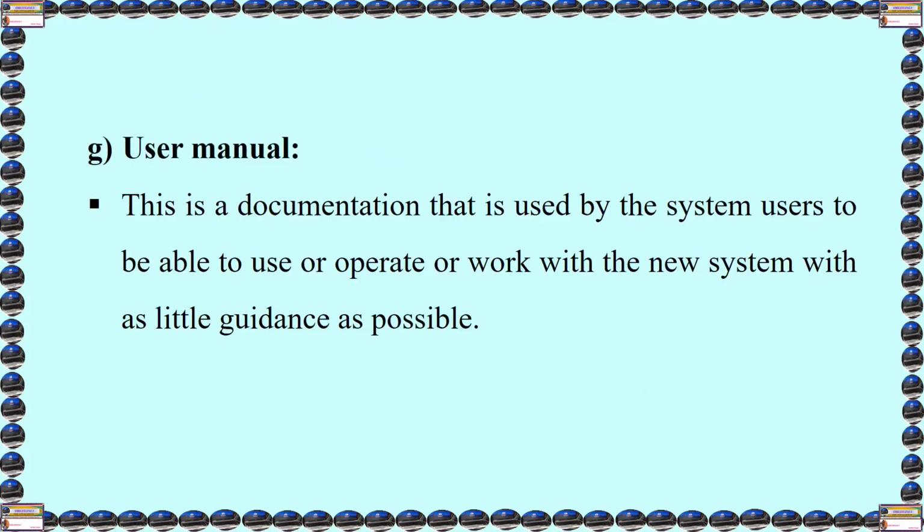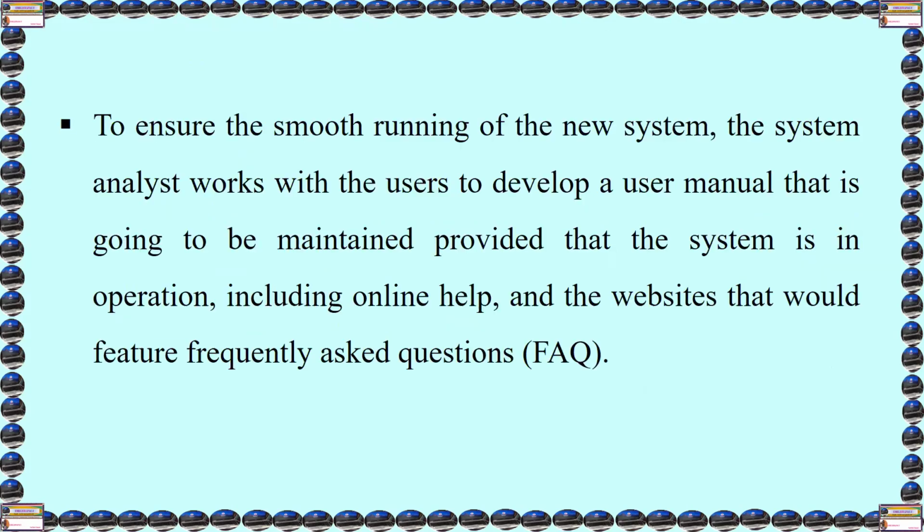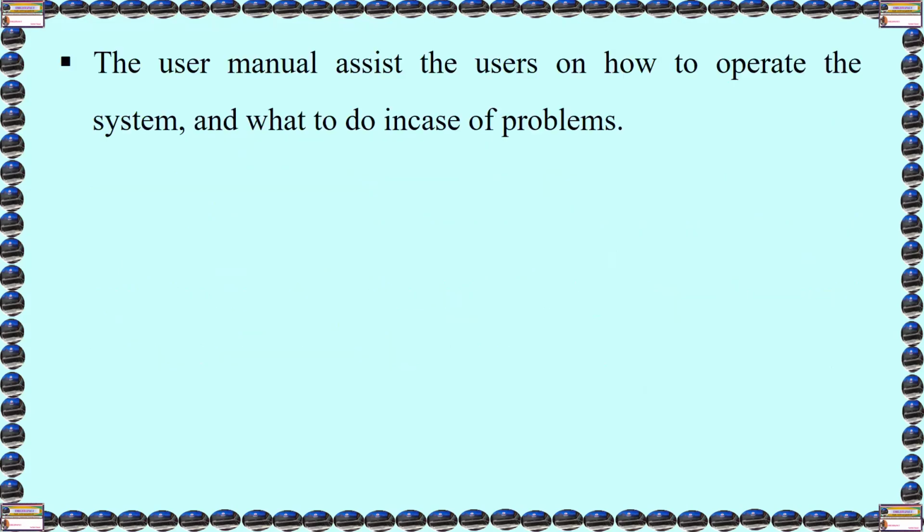Number 7 is the user manual. This is documentation that is used by the system users to enable them to use or operate the new system with as little guidance as possible. To ensure the smooth running of the new system, the system analyst works with the end users in order to develop a user manual that is going to be maintained as long as the system is in operation, including online help and websites that should feature frequently asked questions.